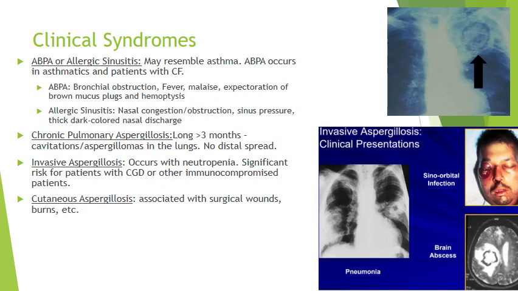There are a couple different clinical syndromes associated with Aspergillus. The first one we're going to talk about is actually ABPA. ABPA is allergic bronchopulmonary aspergillosis. In this case, what happens is that Aspergillus is causing inflammation in the lungs and allergic symptoms like coughing and wheezing. It's not necessarily that the organism is causing a problem, it's the inflammatory response to the organism.